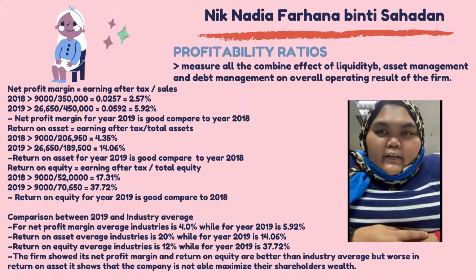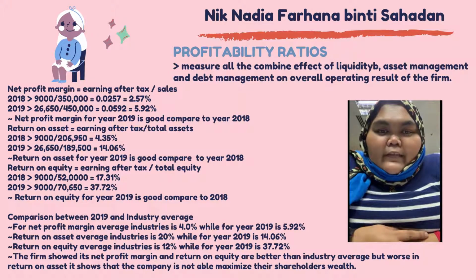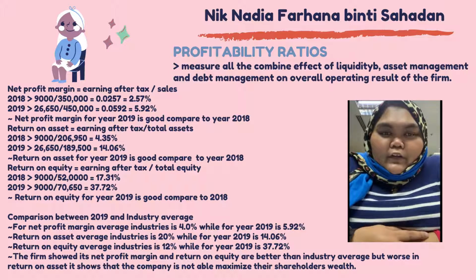For return on asset, the formula is earning after tax divided by total asset. Calculation for the year 2018, 9,000 divided by 206,950. Okay, and the answer is 4.35%. For year 2019, 26,650 divided by 189,500, and the answer is 14.06%. Return on asset for year 2019 is good compared to 2018.